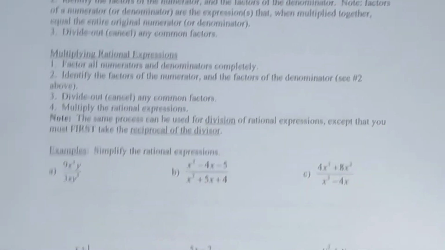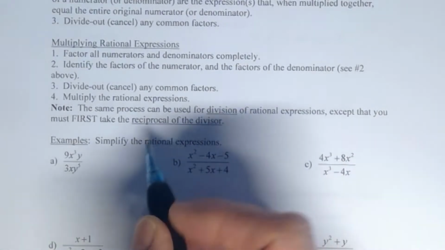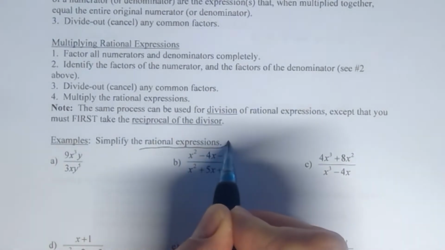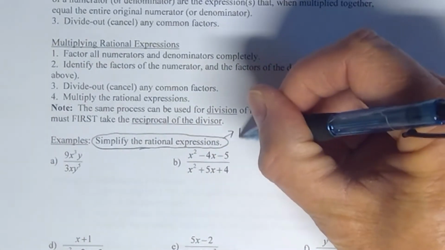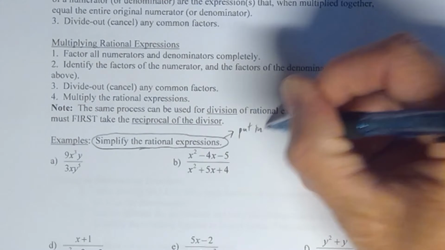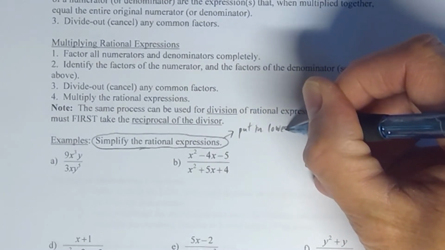So when it says down here to simplify rational expressions, that's just another way of saying that we are going to put them in lowest terms. Okay, we're going to put these fractions in lowest terms. You've probably heard that expression before.